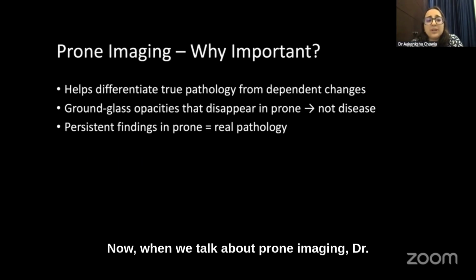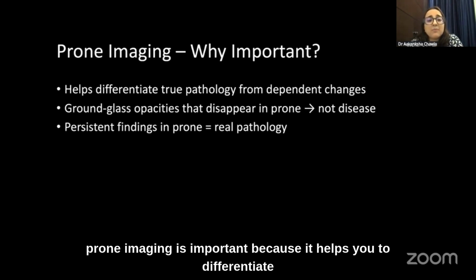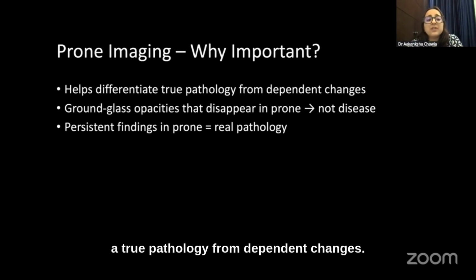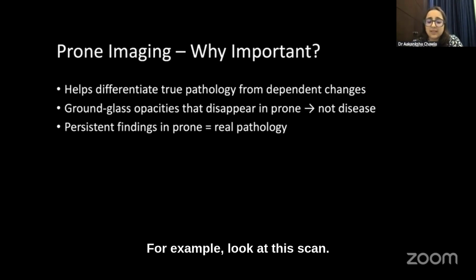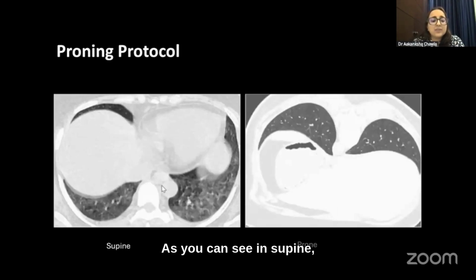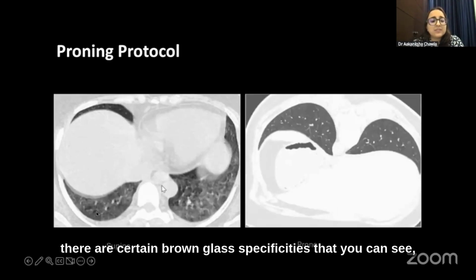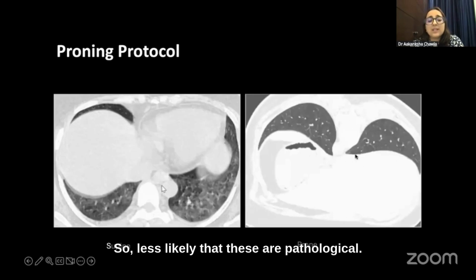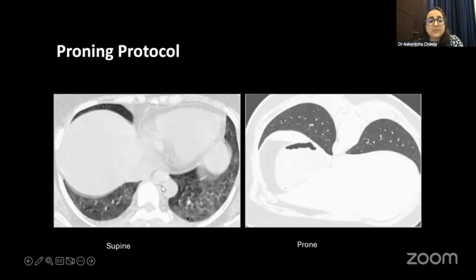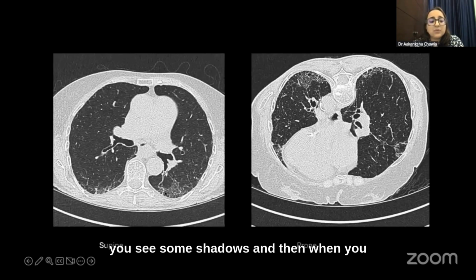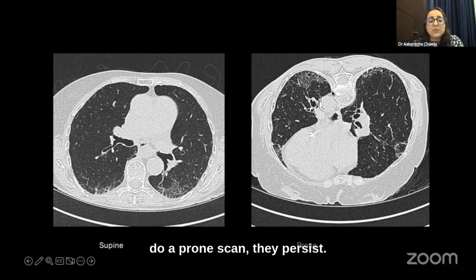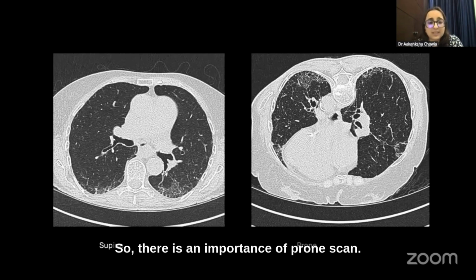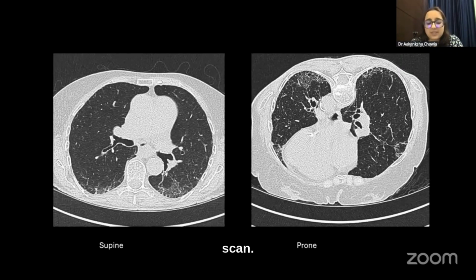Now, when we talk about prone imaging, Dr. Dalil emphasized why prone imaging is important, because it helps you to differentiate a true pathology from dependent changes. For example, look at this scan. As you can see in supine, there are certain ground glass opacities, shadows you can see at the bases. Now, when the prone scan was taken, they've completely disappeared. So less likely that these are pathological. Another scan wherein, at the bases you see some shadows, and then when you do a prone scan, they persist. So most likely this is a pathology. So there is an importance of prone scan. This is why you should prescribe and you should write the correct requirement from your scan.